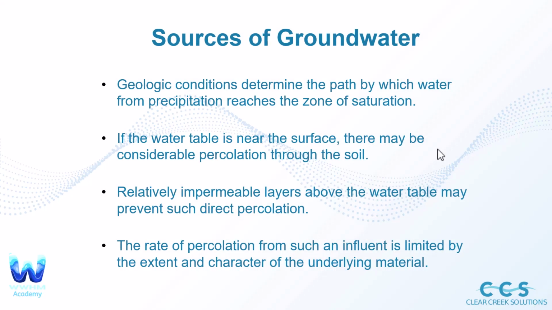Geologic conditions determine the path by which water from precipitation reaches the zone of saturation. If the water table is near the surface, there may be considerable percolation through the soil. Relatively impermeable layers above the water table may prevent such direct percolation, and the rate of percolation from such an effluent is limited by the extent and character of the underlying material.